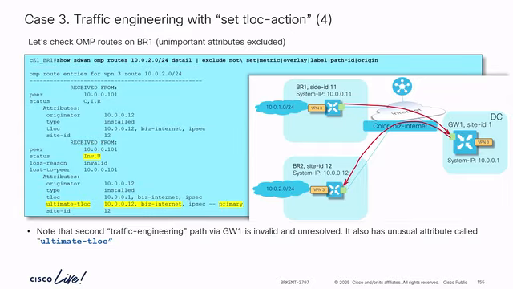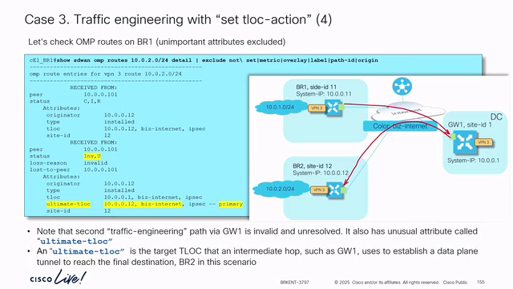You can see probably that I'm using a somewhat complicated, long command, but it's nothing special. I'm trying to exclude unimportant attributes and include only important ones to show a shorter output. Then you will see something new, which is unusual. Let's call it ultimate TLOC, right? And the ultimate TLOC is a target TLOC that an intermediate hop, such as gateway 1, will use to establish the data plane to reach the final destination.